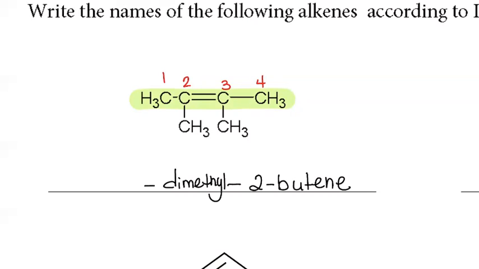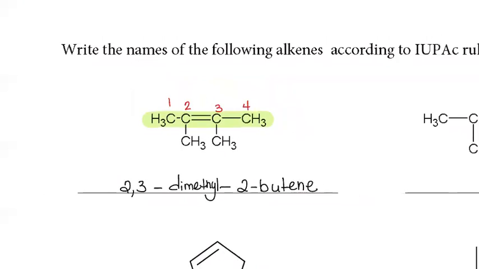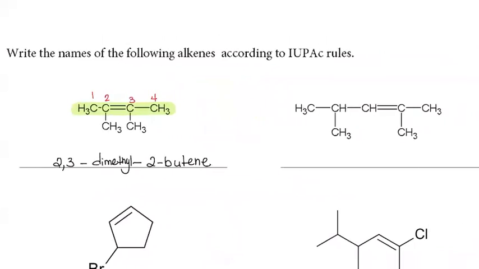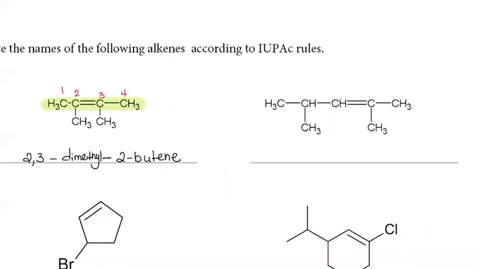And then we have the location. If there's a di, I need to give 2 numbers, a 2 and a 3. Okay. Let's move on to the next example of a straight chain alkene.